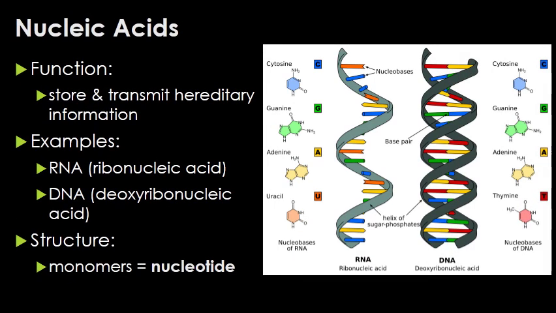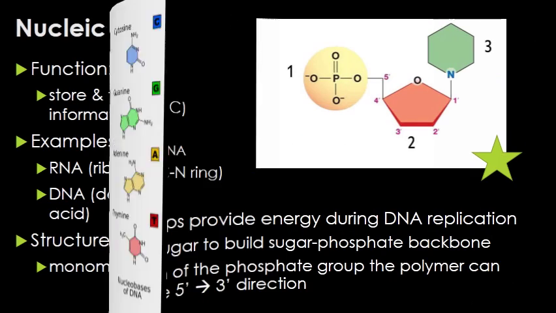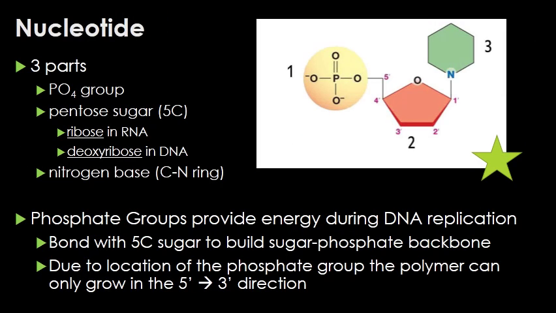The last of the four macromolecules is the nucleic acid, whose job is to store and transmit hereditary information. The major two examples are the RNA, or the ribonucleic acid, and the DNA, or the deoxyribonucleic acid. The basic structure of nucleic acid is made of the monomer nucleotide. The nucleotide is composed of three major parts: the phosphate group, the pentose sugar, and the nitrogen base.